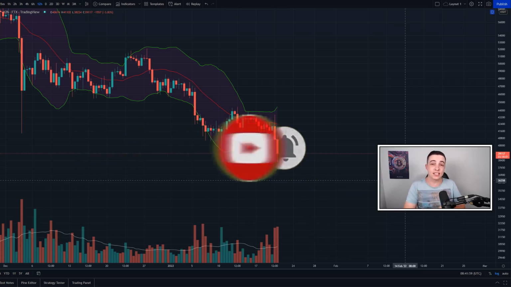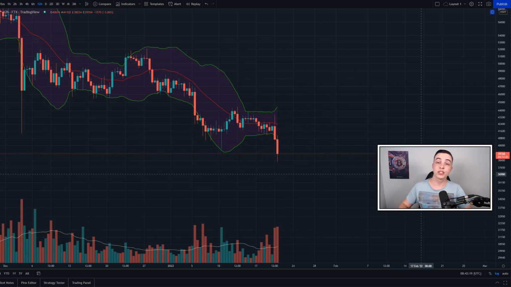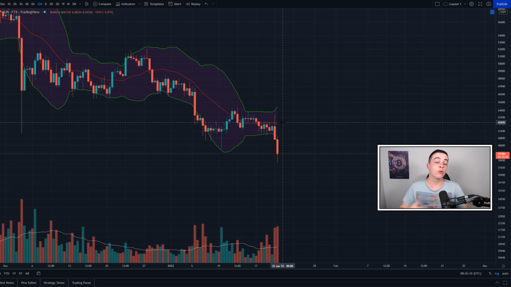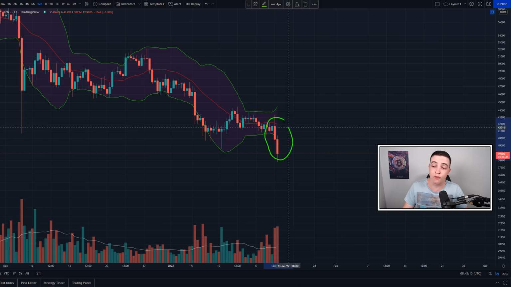But with all of that out of the way, let's get straight into what this video is about. So right here, we're on the Bitcoin to US dollar chart on the 12-hour time frame, and this is the Bollinger Bands indicator. And you can see that over the past one day, clearly the Bitcoin price has broken the lower band in the Bollinger Bands indicator, which is one of the reasons why the Bitcoin price has experienced a volatile move to the downside over the past one day.